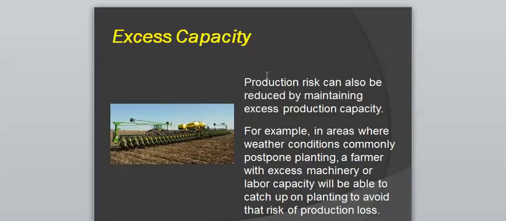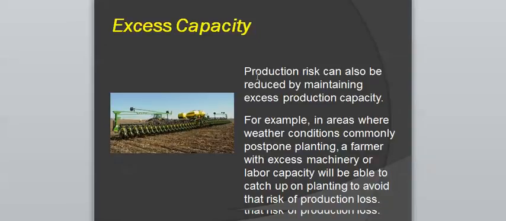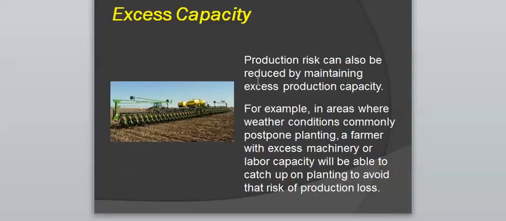Excess capacity. Production risk can also be reduced by maintaining excess production capacity. For example, in areas where weather conditions commonly postpone planting, a farmer with excess machinery capacity or labor capacity will be able to catch up on planting to avoid that risk of a production loss. Again, it costs money. A planter like the one in the picture here would cost a lot more money than one of smaller size.